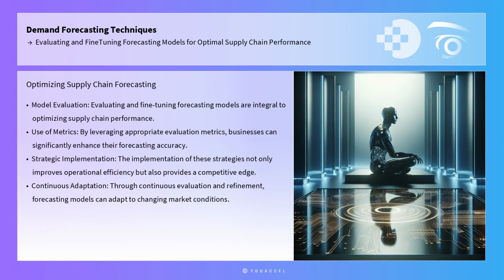In conclusion, evaluating and fine-tuning forecasting models are integral to optimizing supply chain performance. By leveraging appropriate evaluation metrics, utilizing tools and frameworks for model tuning, and integrating external data sources, businesses can significantly enhance their forecasting accuracy. The implementation of these strategies not only improves operational efficiency, but also provides a competitive edge in the market. Through continuous evaluation and refinement, forecasting models can adapt to changing market conditions, ensuring sustained supply chain resilience and efficiency.